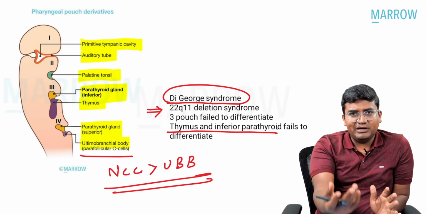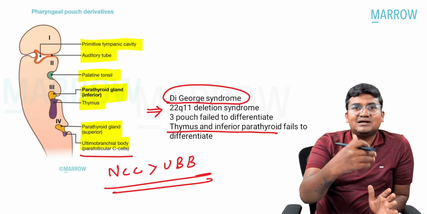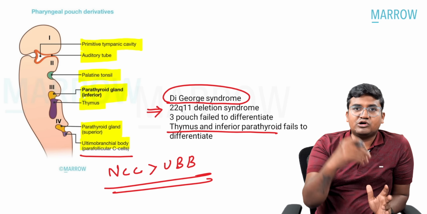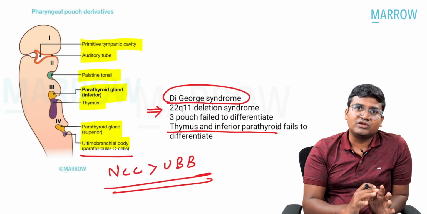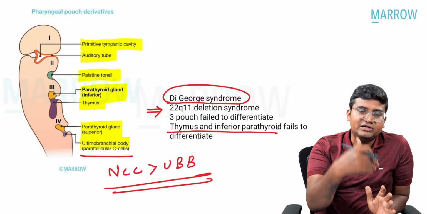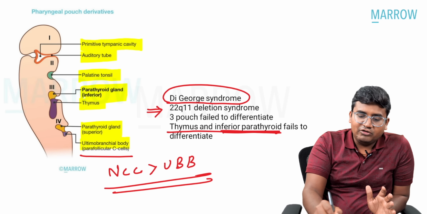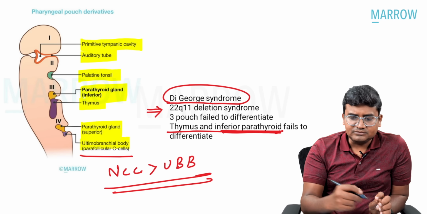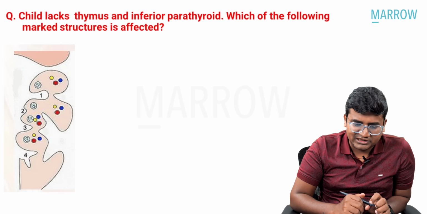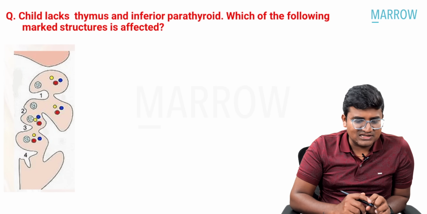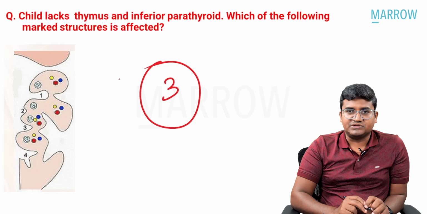So what will happen to the baby? The baby will be brought to the hospital by the mother with recurrent episodes of infection because the baby does not have the thymus. So immune status will be very poor. So the mother will bring the child to the OPD with complaints of recurrent episodes of infection, and the baby also has very low calcium levels. Okay, so now see the question. The child lacks thymus and inferior parathyroid. Now which of the following marked structures is affected? We know the answer. 3 is the answer for this question.